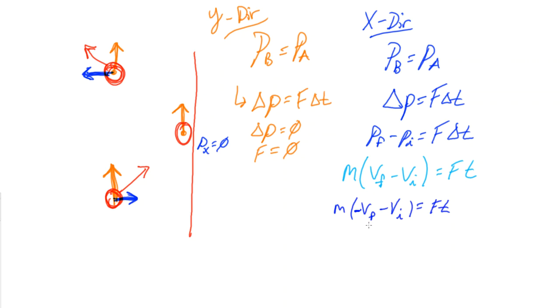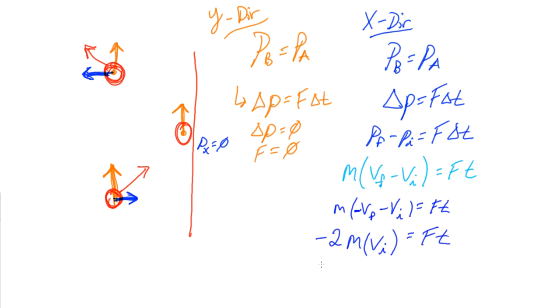And so what we notice here is that if this is an elastic collision, these numbers are going to be the same, and what we find is mass times 2 times your initial velocity in the negative direction is going to equal force times your time. Now, what this tells me is in any elastic collision where it bounces off, the impulse felt on the wall is going to be 2 times your momentum.